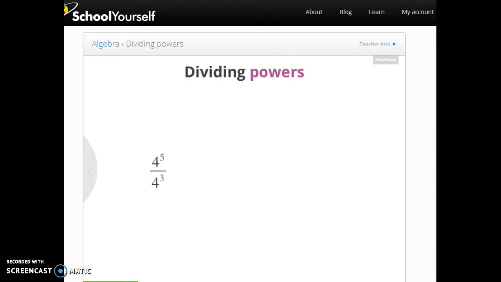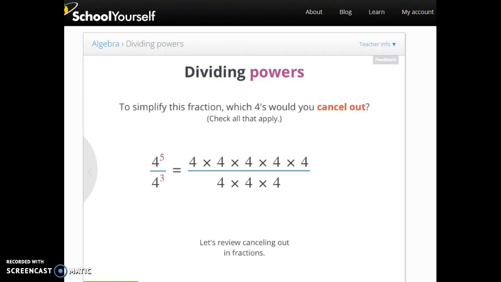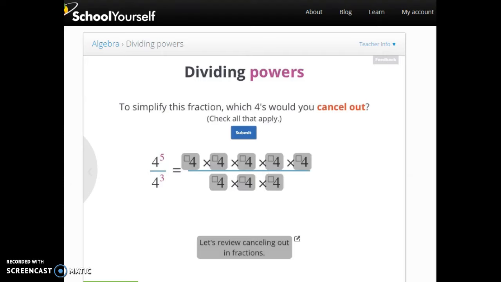Now let's try dividing 4 to the 5th by 4 to the 3rd. Well, 4 to the 5th equals 4 times 4 times 4 times 4 times 4, a total of 5 4s. And we're dividing by 4 to the 3rd, which is 4 times 4 times 4. You can cancel out a whole bunch of these 4s. To simplify this fraction, why don't you select which 4s you would cancel out?